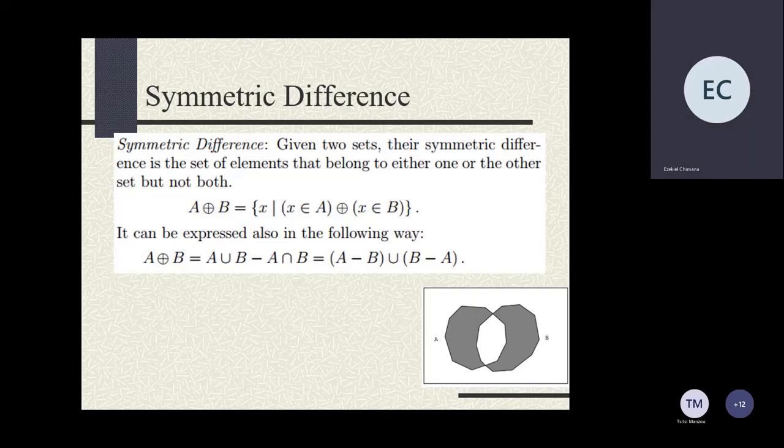It can be written using that sign, a plus within a circle. It can also be expressed in the following way, which is A union B minus their intersection, A intersecting B, which can also be A minus B union B minus A.